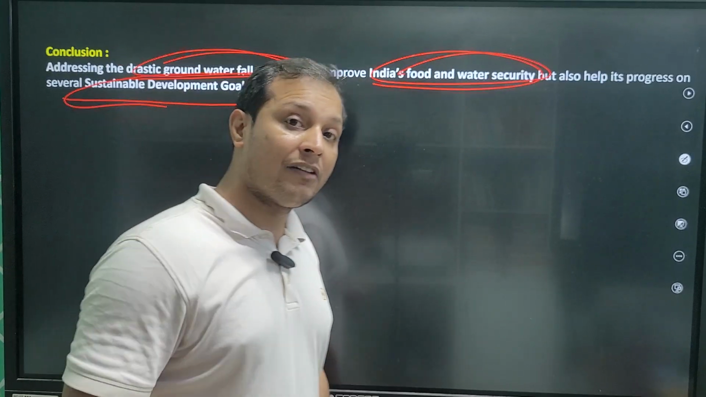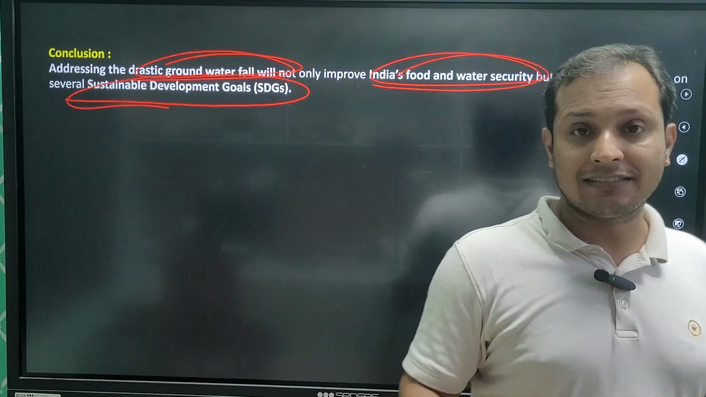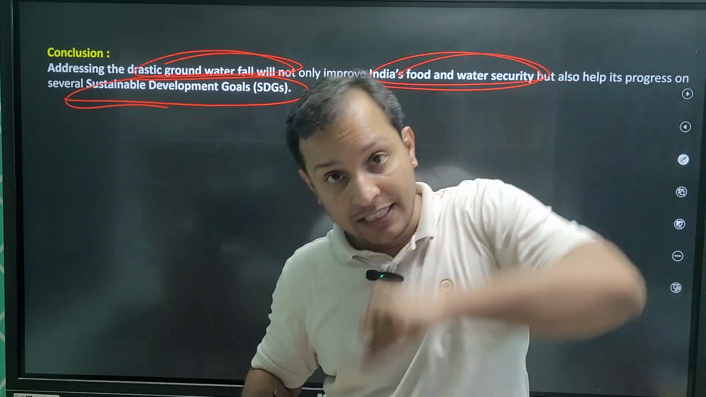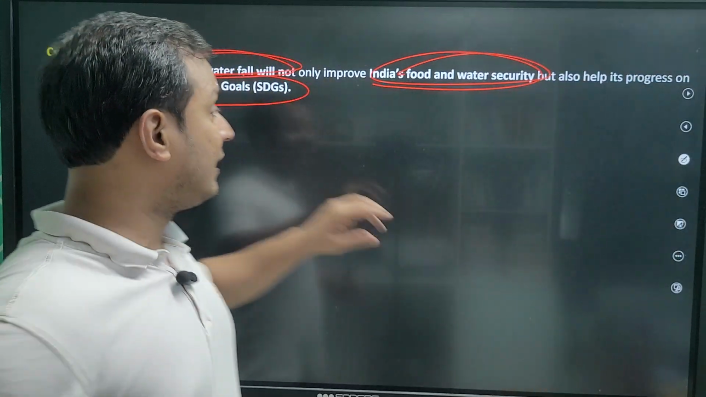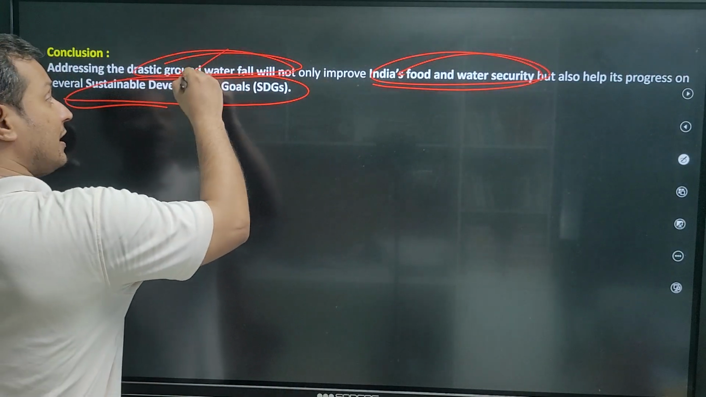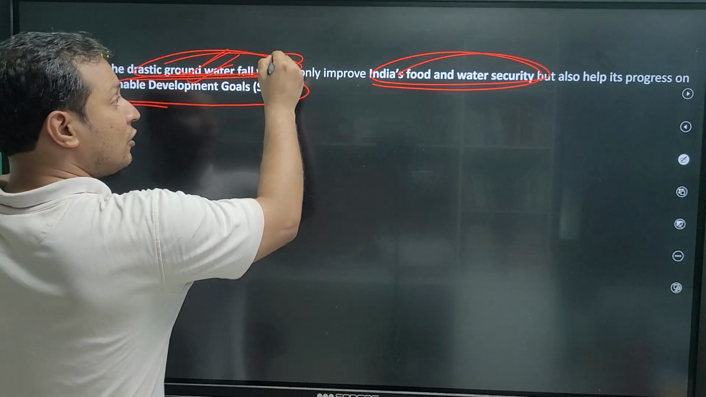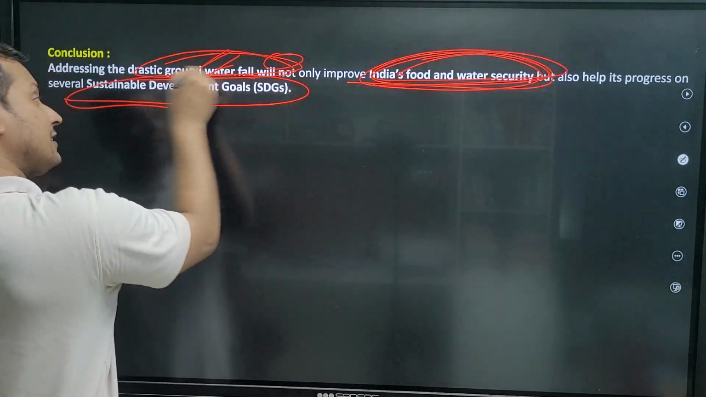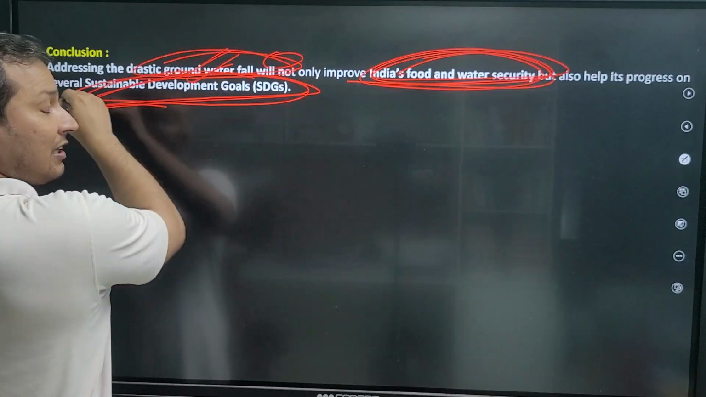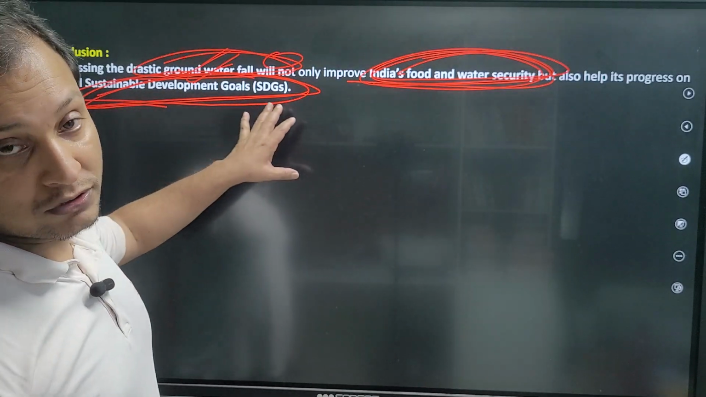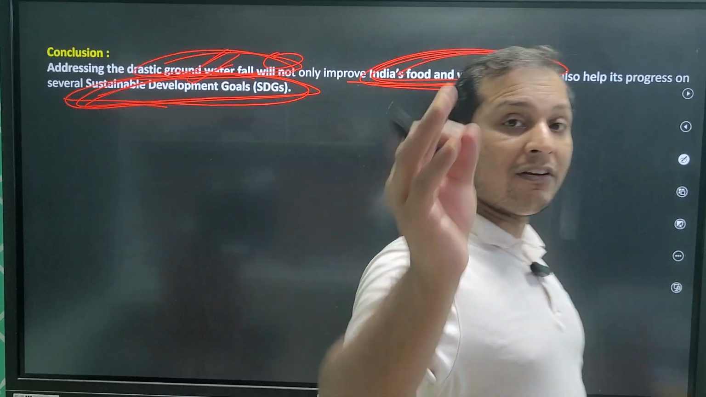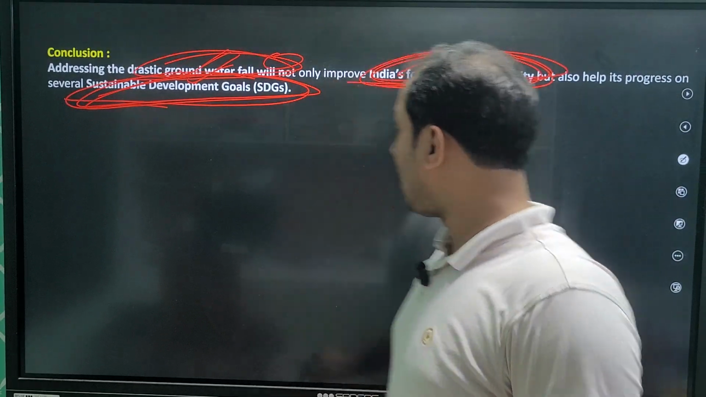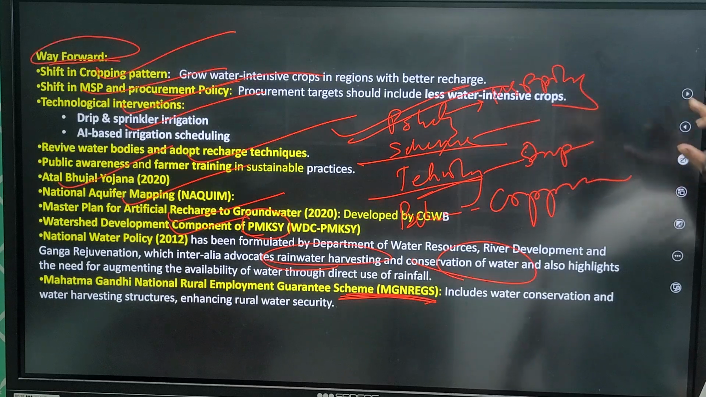Always in UPSC mains answers, in the conclusion, link to a broader concept. Here we have said that drastic fall in groundwater must be arrested, not only for food security but also for achieving the sustainable development goals. Always link your answer in the conclusion to sustainable development goals. You see how we have approached this question.